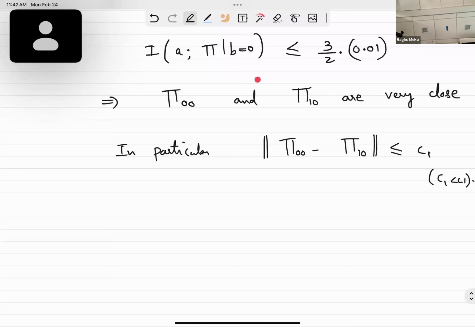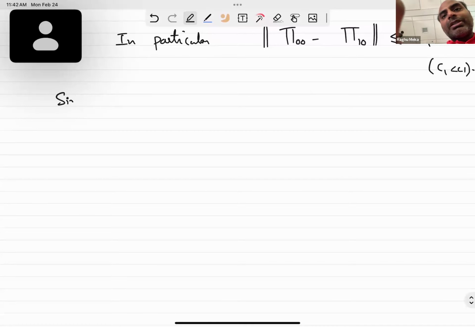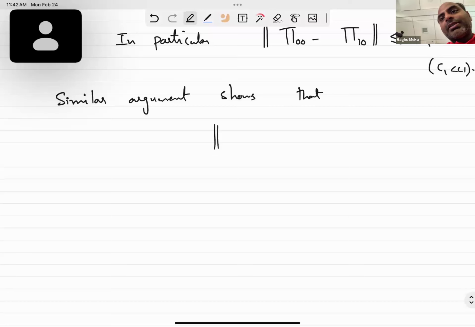Okay, and you can play around with this 0.00, and if it's 0.001, this is something else. Okay, and the same thing will also work from the other side. So, similar argument. Shows that this is also small. Okay.